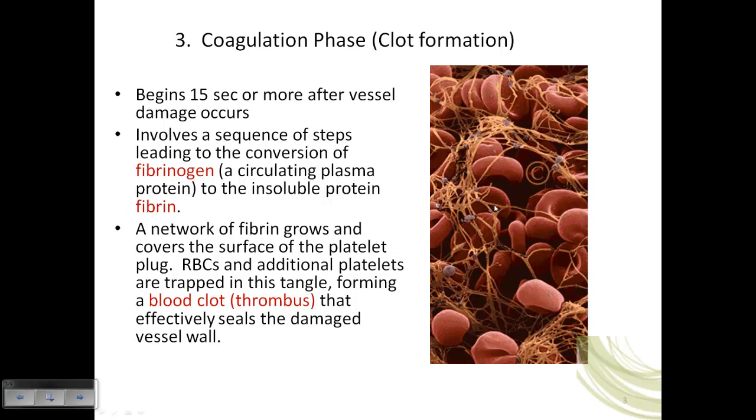Ultimately, we want the conversion of fibrinogen, which is a circulating plasma protein, to be turned into its active fibrin threads. So these fibrin threads are going to cover the surface of the platelet plug. It will trap red blood cells within the fibrin threads, but again, those red blood cells are not active participants of the clot formation. The actual blood clot that forms, or thrombus, is basically going to seal off the damaged vessel wall.